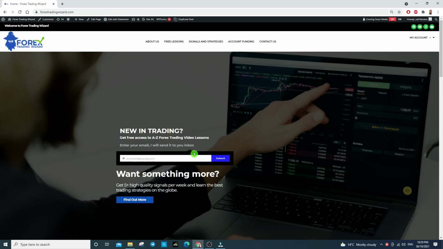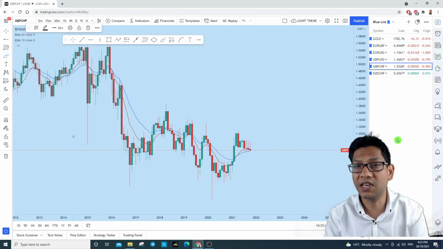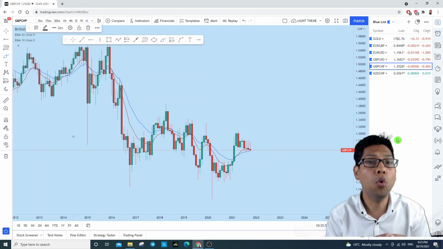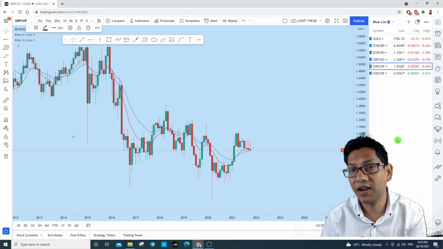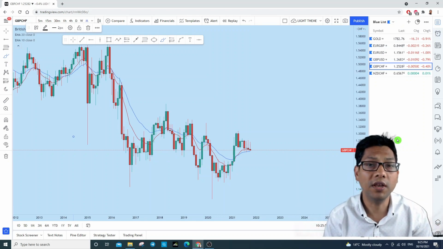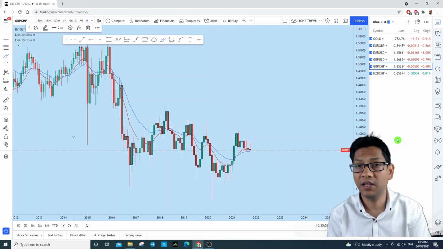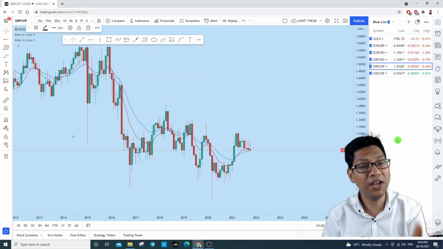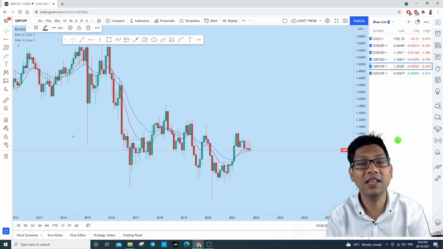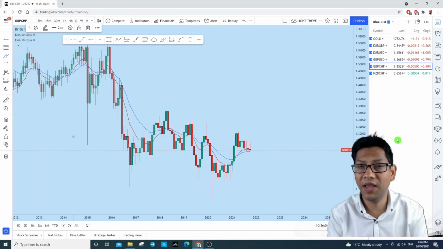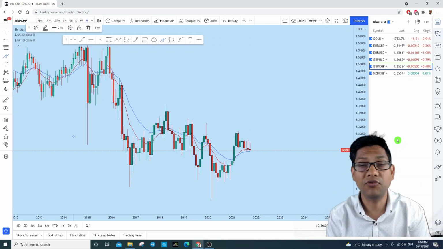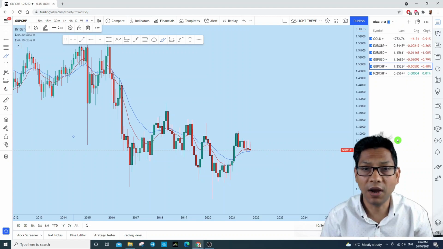Before I begin, just a quick disclaimer is that this is my own opinion about the market, and at any point the market may do completely different than what I have analyzed. So make sure you do your own analysis and also manage your risk if you trade according to this analysis. With that said, let's jump into it.